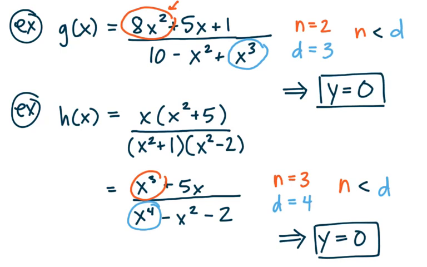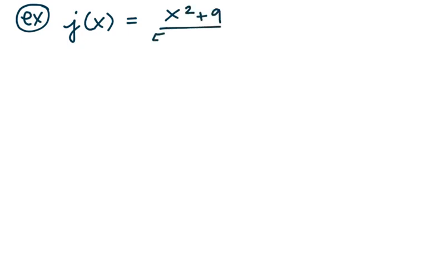Okay, so we looked at 3 different examples where we got y equals 0. So let's do another one. J of x equals x squared plus 9 over 5x squared plus 2x. So again, we have a rational function.